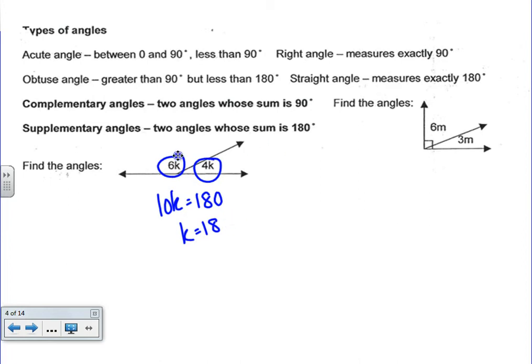So I'm going to go back to my picture. If I plug in an 18, I get this to be 108 degrees, and I get this to be 72 degrees. You don't want to solve these through guess and check because we're going to do some algebraic ones soon, and it would just be a very bad idea. So find the angles. 6M and 3M are complementary this time. So 9M has to add up to 90 degrees. Therefore, M is 10. And again, go back and find the actual angles. If M is 10, this is 60, and this is 30.